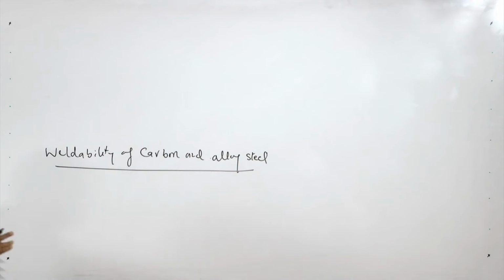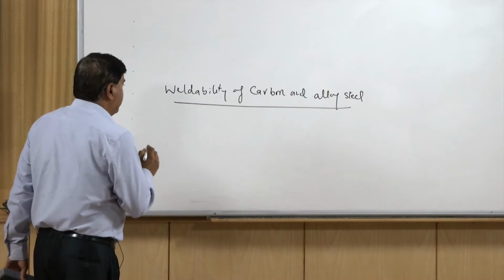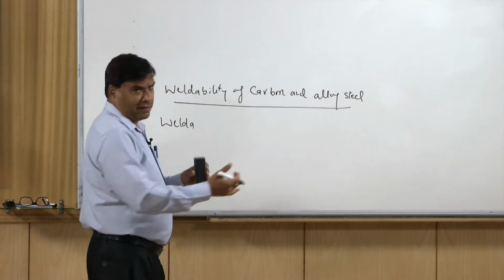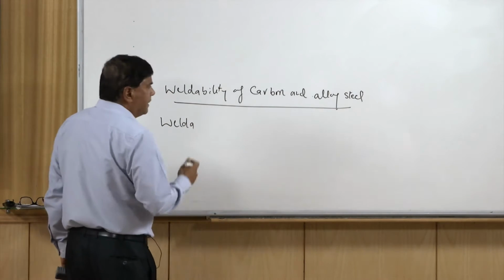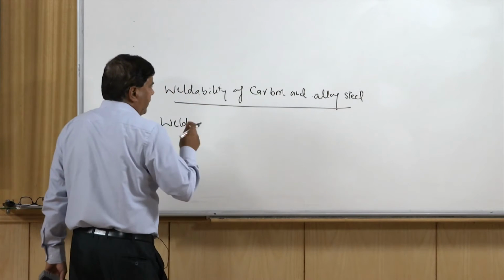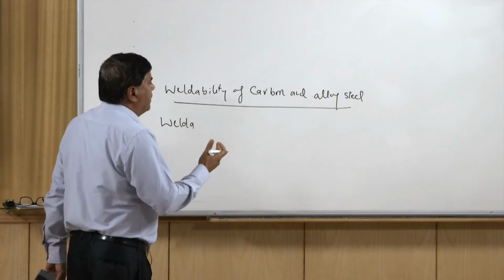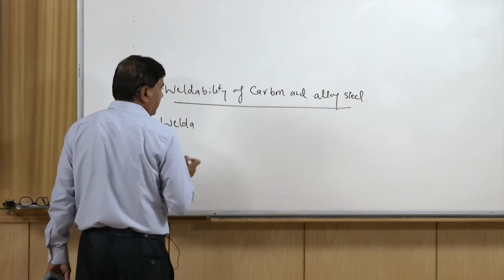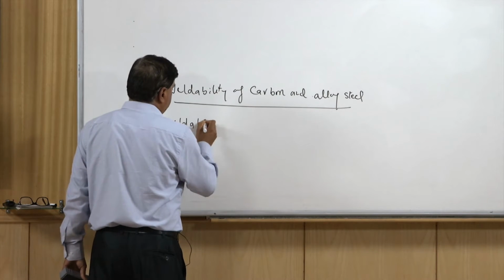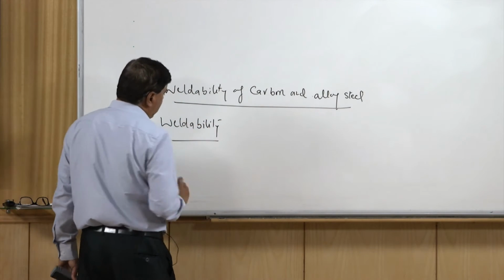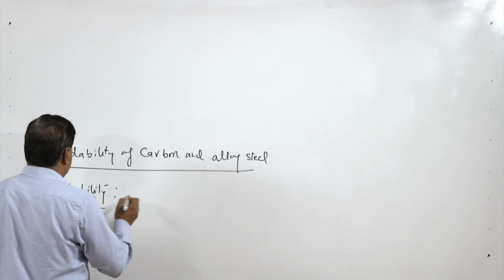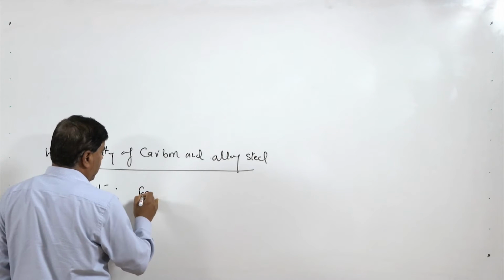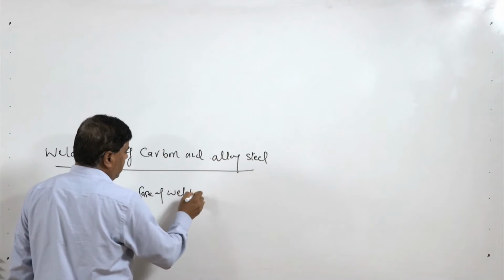So, first we will try to understand the word weldability, and thereafter we will go for the carbon and alloy steels and how the weldability of the carbon steel and alloy steel is affected by the various parameters related with these steels. So, weldability, as it reflects its ability to get welded, or we can say ease of welding.